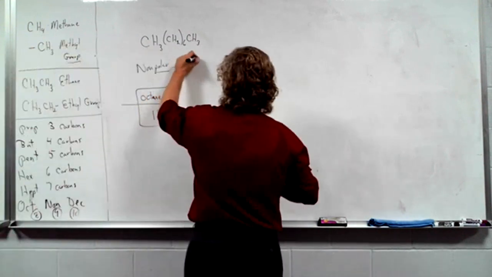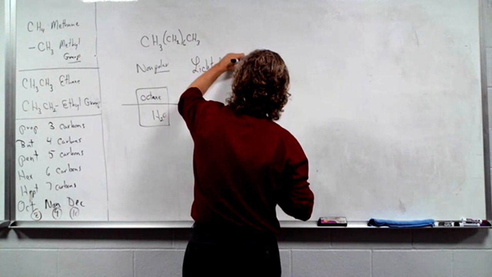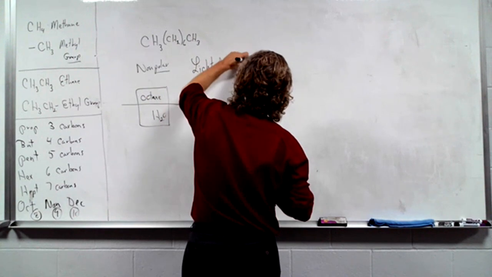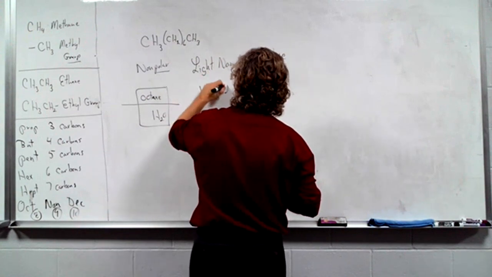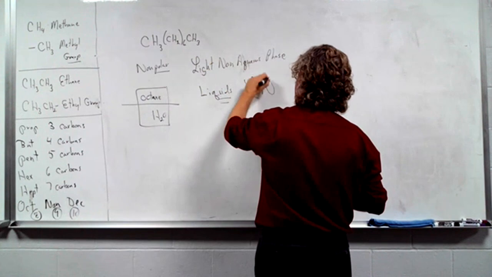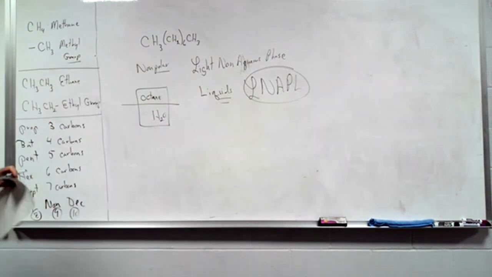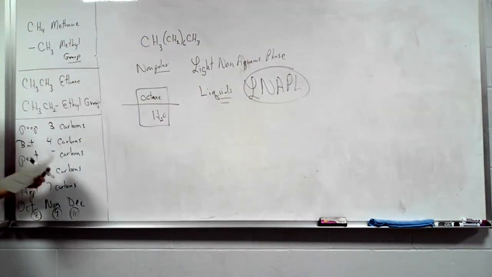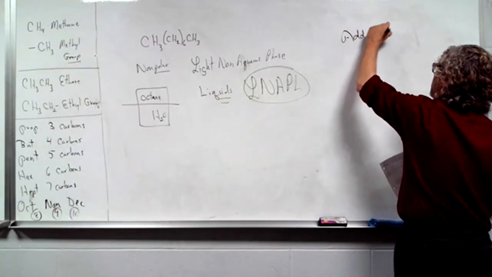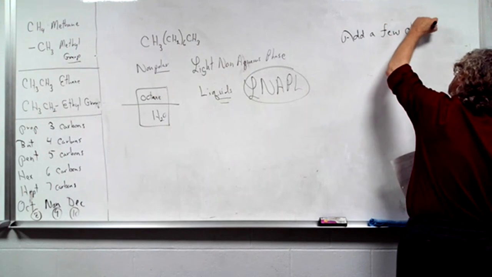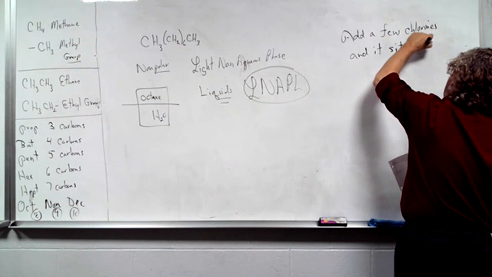So I've been explaining light non-aqueous phase liquids, LNAPL. If you're an environmental chemist, that's called an LNAPL, a pollutant. You find it on top of the water when there's an oil spill. Add a few chlorines and it sits below water.